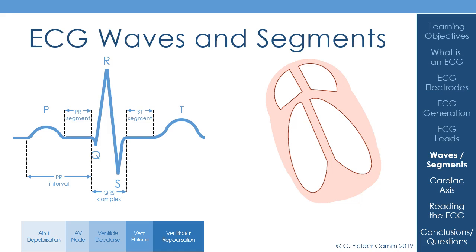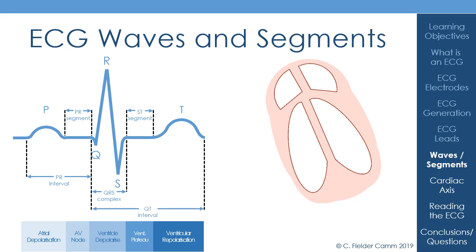Now, you may be asking yourself, well, what about atrial repolarization? Atrial repolarization is a relatively small amount of electrical activity. It's relatively diffuse, and so you often don't see it on a surface ECG. And from a timing point of view, it often occurs during the time that the QRS complex is occurring, so it's normally not seen.